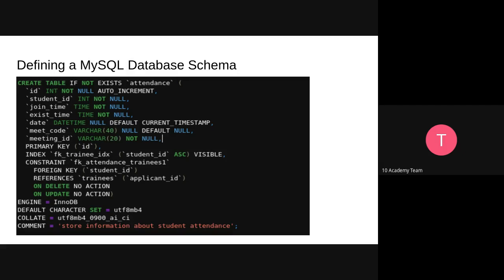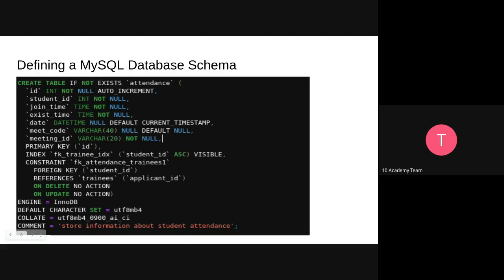And then the foreign key is the student ID, and reference means where is it getting this foreign key from, right? Where is it getting this foreign key? It's getting it from the trainees table, and the primary key of this trainees table is the applicant ID. Okay, that is what this line is doing.